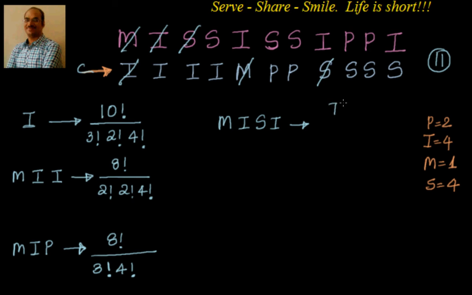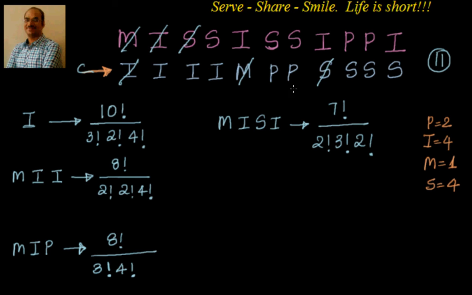So left out is 7 slots to be filled. That is factorial 7 divided by, 2 I's are already here, so left out is 2. 2 factorial for I's. And 1 S is gone. There are 3 S left out. So can I say factorial 3 for S. And 2 P's are already there. So that's nothing but MISI.